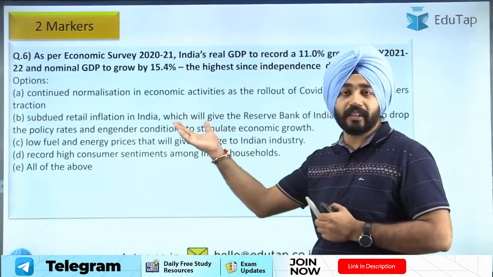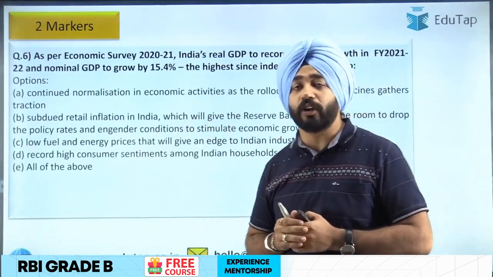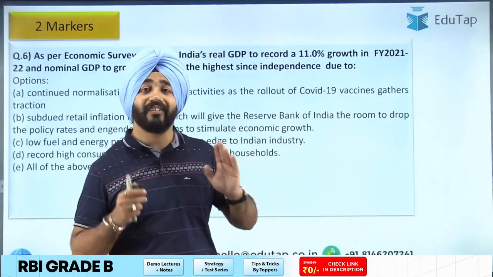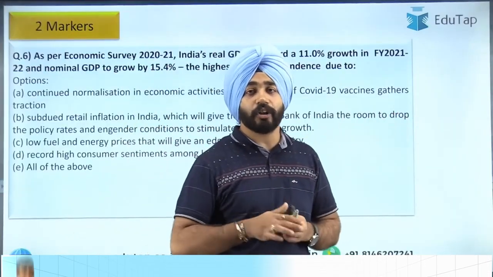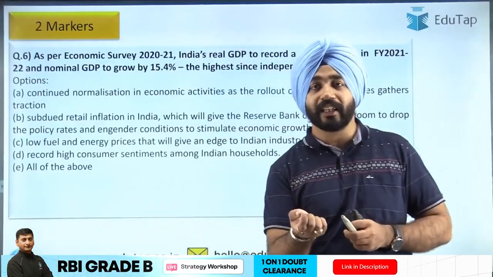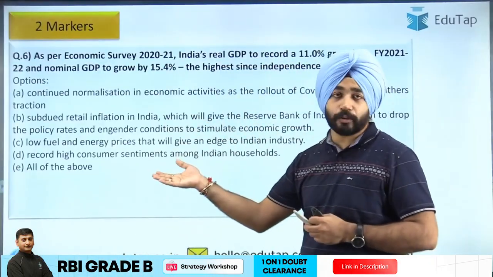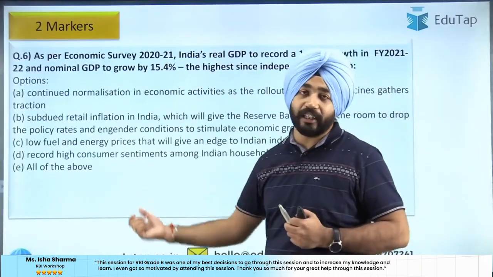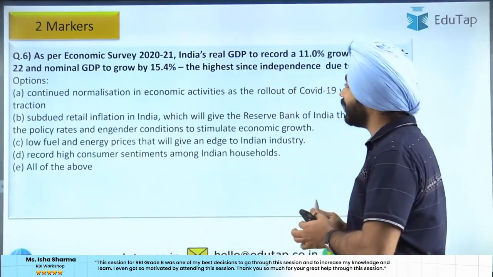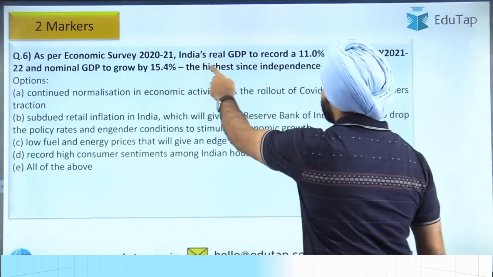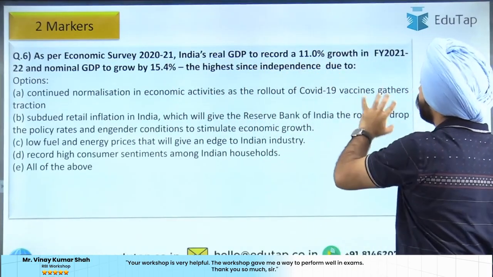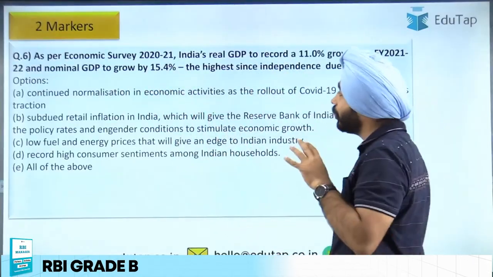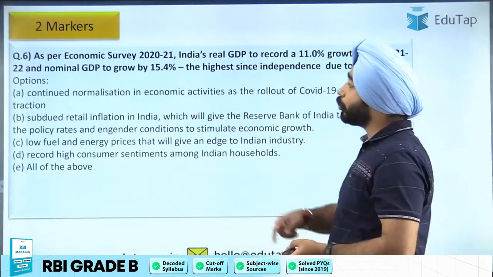Then, guys, economic survey. We always expect a question on the economic survey, but the question asked in the 2021 examination was on the tougher side, because they were not asking simple data-based questions. They made statement-based questions, which are quite analytical in nature and difficult. The question says: as per the economic survey, India's real GDP recorded 11% growth in the financial year and nominal growth of around 15.4%. Due to which reason?